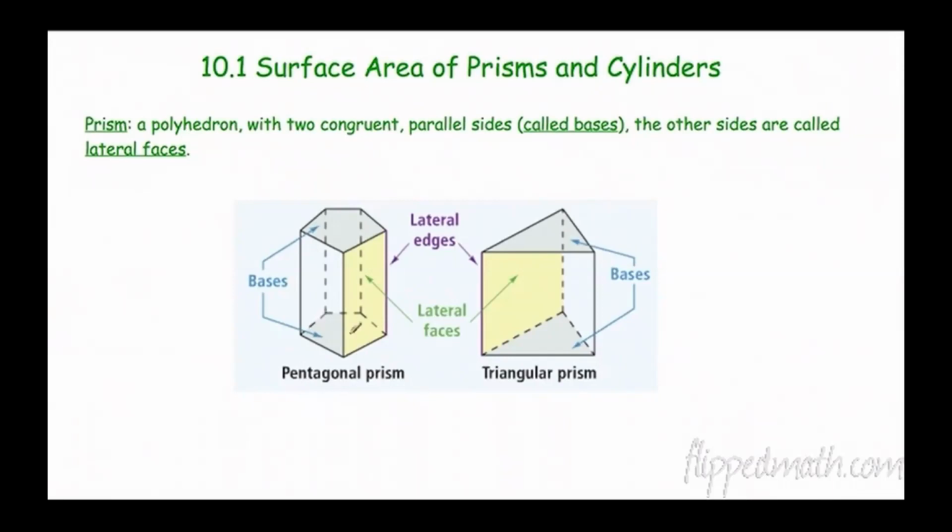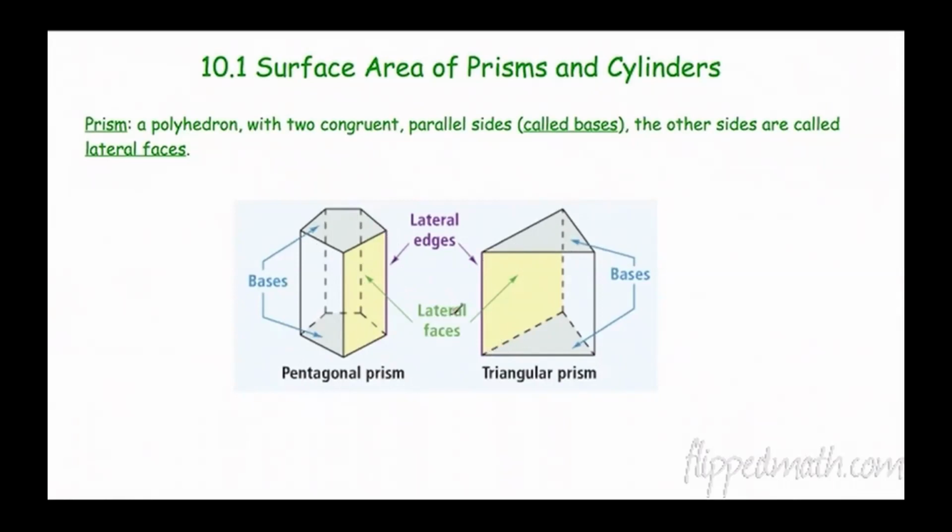These bases are connected with these faces, and we call them lateral faces. And this is a lateral edge. It connects the two bases together and is one side of a lateral face. Over here you can see this is a triangular prism because it has triangles as its bases.